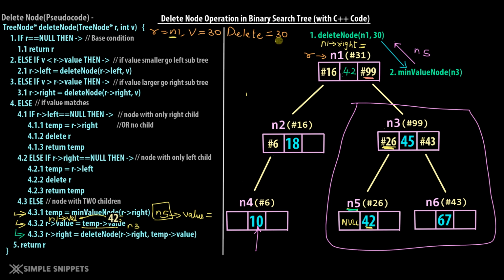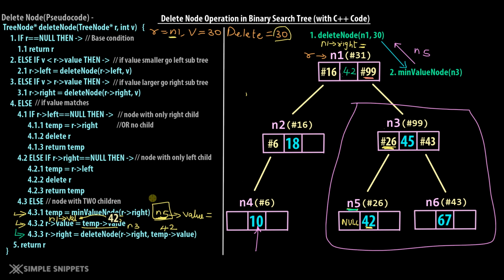So remember, we wanted to delete 30. What we did, we erased the value 30 in n1. We got 42, which was n5's value, and we copied it in n1. So the next obvious step is now we want to delete this node n5. So we will call delete node operation, and this time the value that we will pass is temp of value. Remember, temp is nothing but n5. So n5's value is 42. So I hope you're getting what we're doing now.